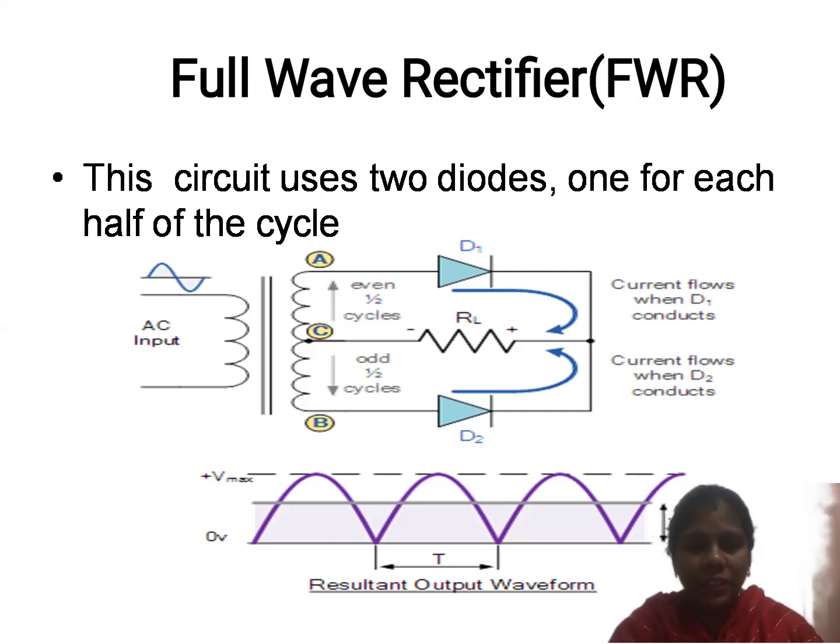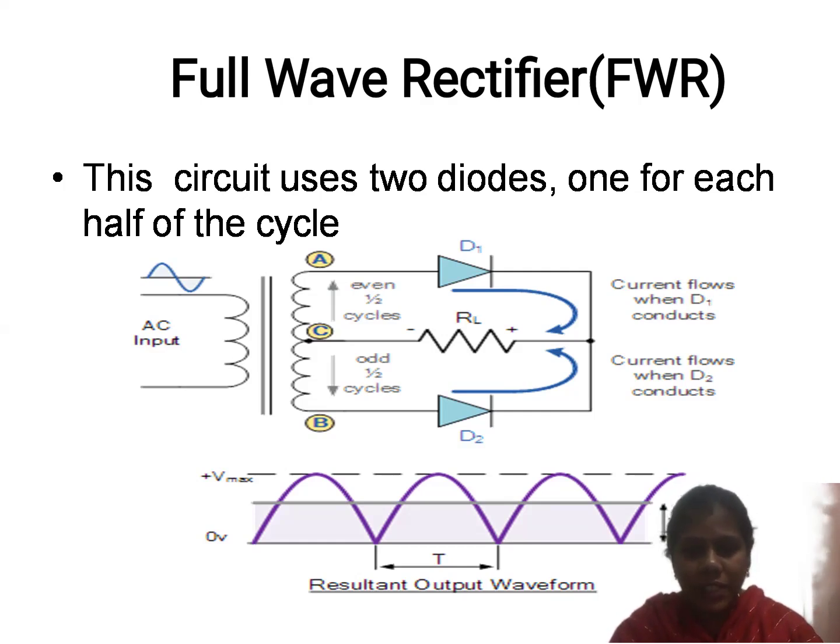Next, the ripple factor. In the half wave rectifier, the unwanted components are present in a very large amount. Whereas in the full wave rectifier, those ripples are reduced as it conducts full cycles. So the ripple factor is reduced from 1.21 to 0.48.